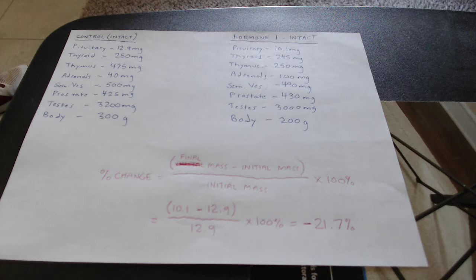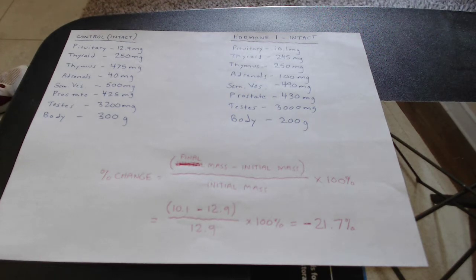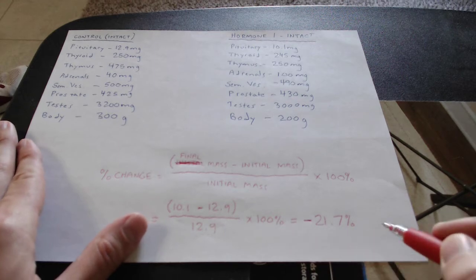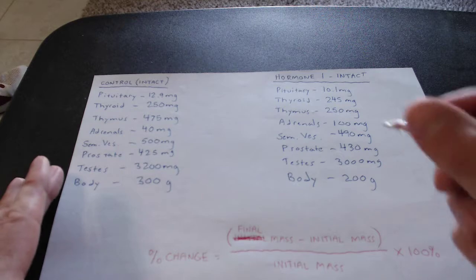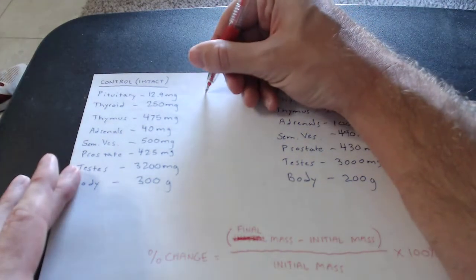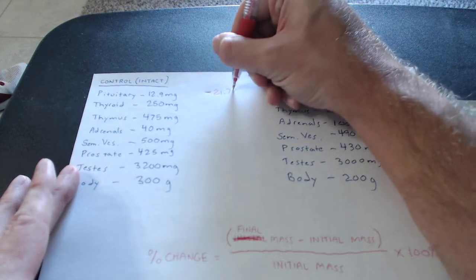The reason we're calculating this is that not every little change is going to be significant. Our threshold for determining what is significant is a greater than 20% change. So a 21.7% reduction in pituitary mass is absolutely significant. We're going to say that that is a reduction of 21.7%.